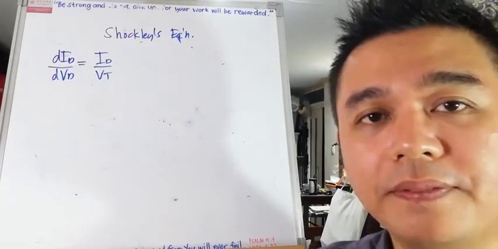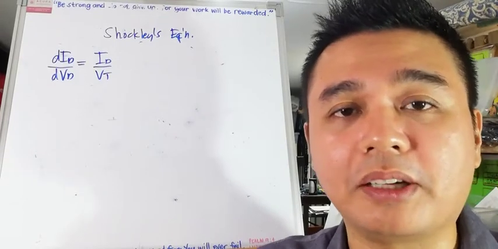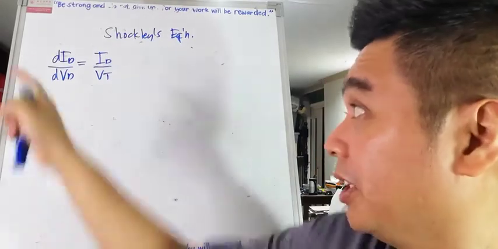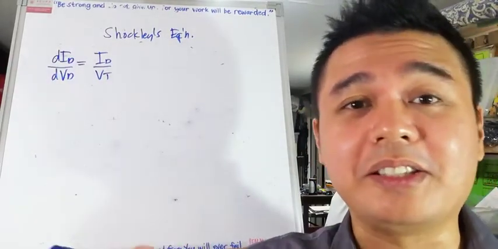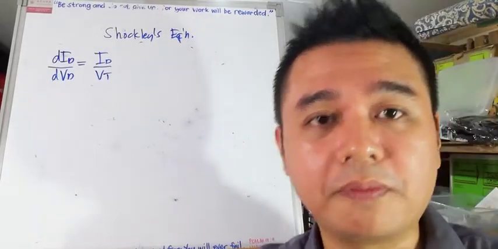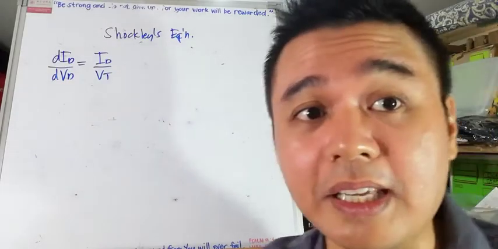Alright. So now we have derived the derivative of the diode current based on Shockley's equation with respect to the derivative of the diode voltage. Ito yon. Di ba kanina meron tayong Shockley's equation, kinuha natin derivative with respect to derivative of VD, nagkaroon tayo ng ID over VT.